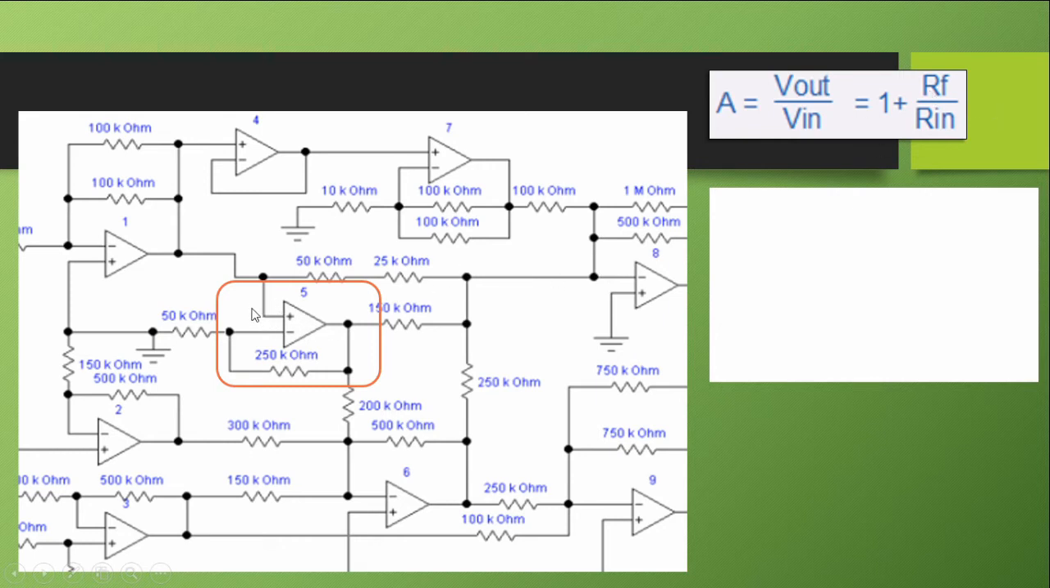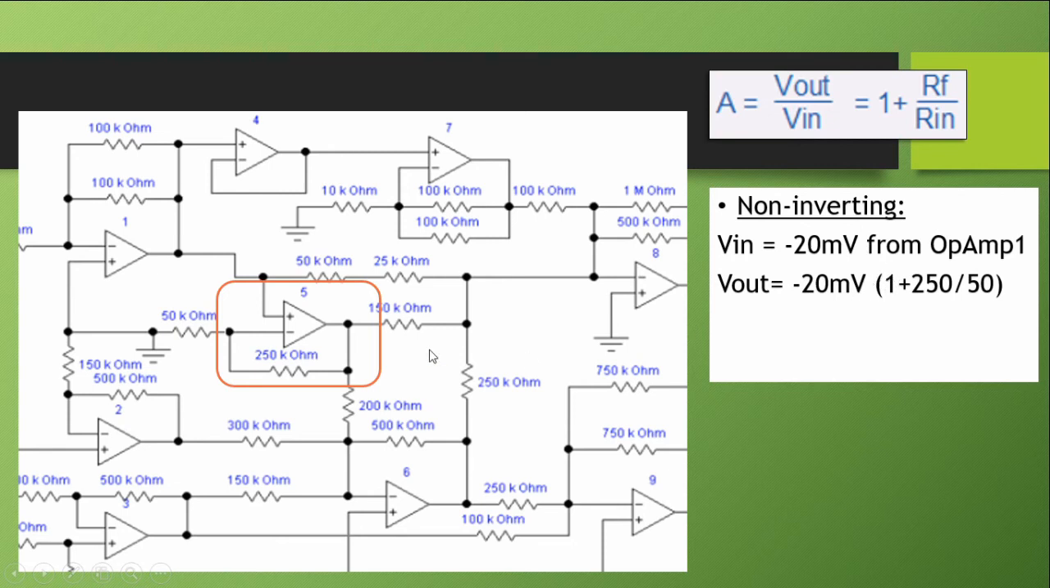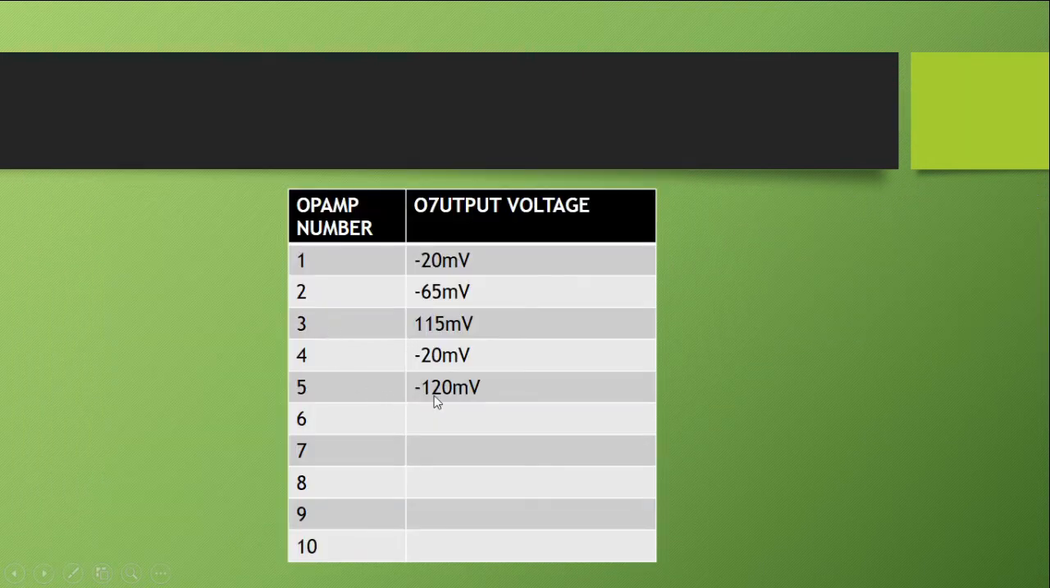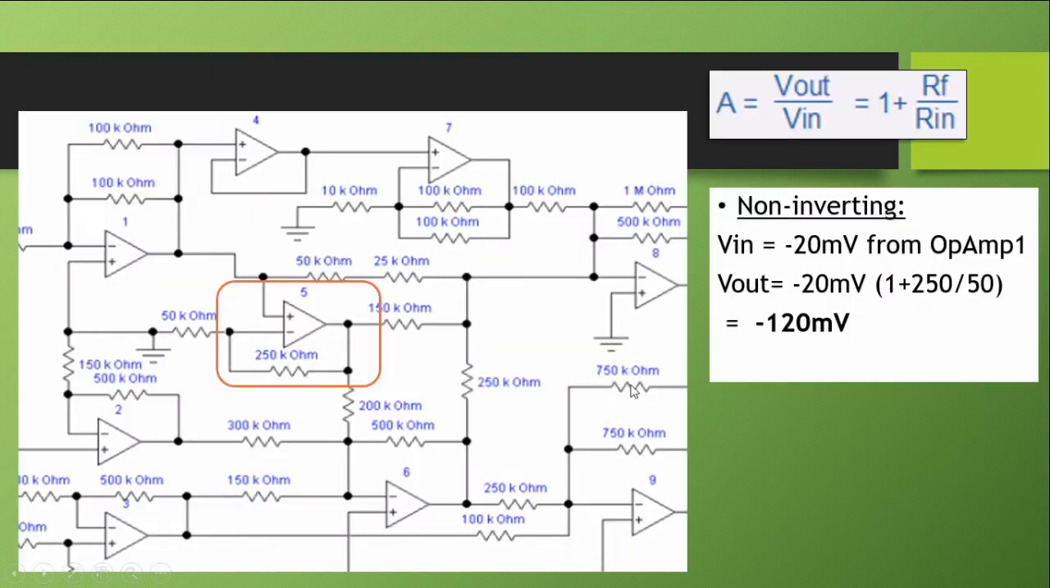Therefore, this is a non-inverting op amp with V in equal to negative 20 millivolts. So V out is negative 20 times 1 plus 250 divided by 50, which is equal to negative 120 millivolts. You can check that with your calculator. So V out for op amp 5 is negative 120 millivolts. Let's go to op amp number 6.